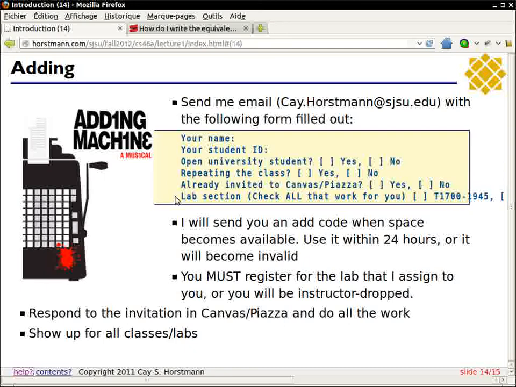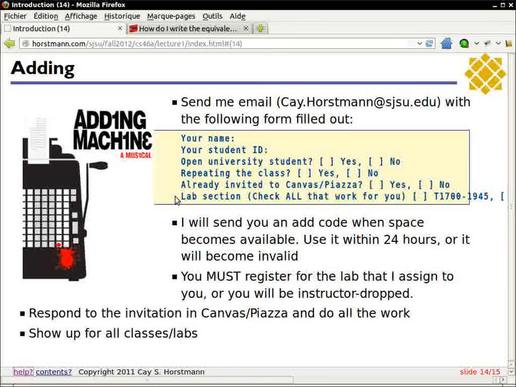So send me that email, and I will be able to take care of a whole bunch of them as soon as the next lab section opens. They're going to open another lab section on Tuesday, and that should enable me to add about 30 people. Yes. There are going to be two labs on Tuesday. That might solve your problem. That would be good.